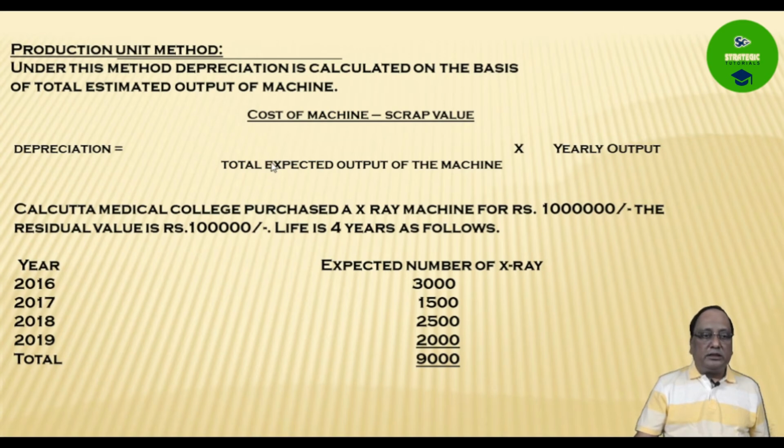Next I am coming to the production unit method. This type of depreciation is calculated on the basis of production units. Under this method, depreciation is calculated on the basis of the total estimated output of the machine. So cost of machine minus scrap value divided by expected output of the machine into yearly output. So Calcutta Medical College purchased an X-ray machine for rupees 1 crore. The residual value is 1 lakh. The life is 4 years and so on.